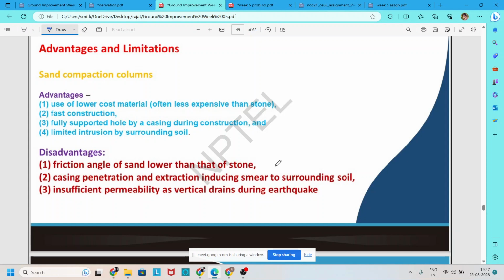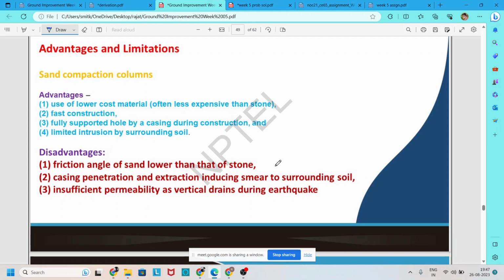Second is casing penetration and extraction induce smearing of the surrounding soil. That means due to the penetration and extraction of the material, a surrounding smear zone, a disturbed zone, is created. Due to this disturbed zone, the drainage path is reduced. After that, when vibration is created, liquefaction is created. The water is not easily dissipated due to this smear zone, and like that the strength of the soil is reduced due to the liquefaction.